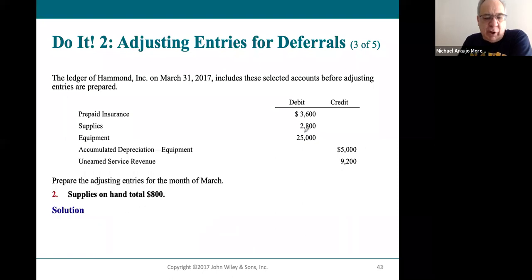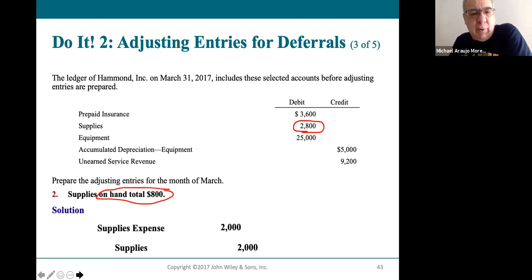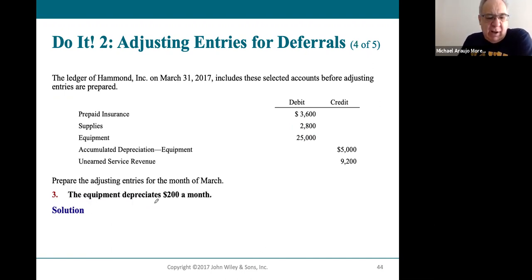Supplies on hand. Well, look, if you started with $2,800 of supplies and you only have $800 left of that, you used the difference. You used $2,000 of supplies, so you expense that. Supplies expense of $2,000 debit, credit supplies of $2,000, and we're good. Now everything is correct. We have equipment depreciating at $200 a month, so let's just write that off.